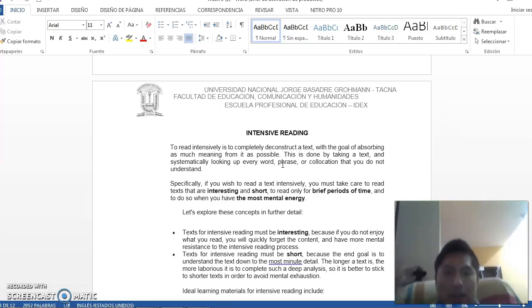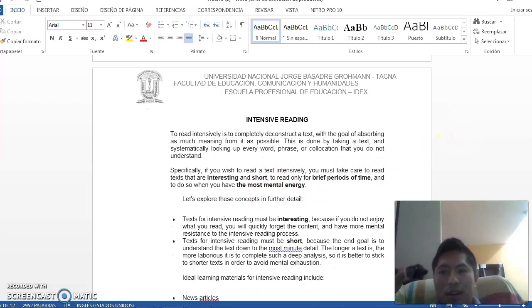As you see, get as much meaning as possible. This is the most important. If we read this, it says specifically: if you wish to read a text intensively, you must take care to read texts that are interesting and short, to read only for brief periods of time, and to do so when you have the most mental energy. That is true.